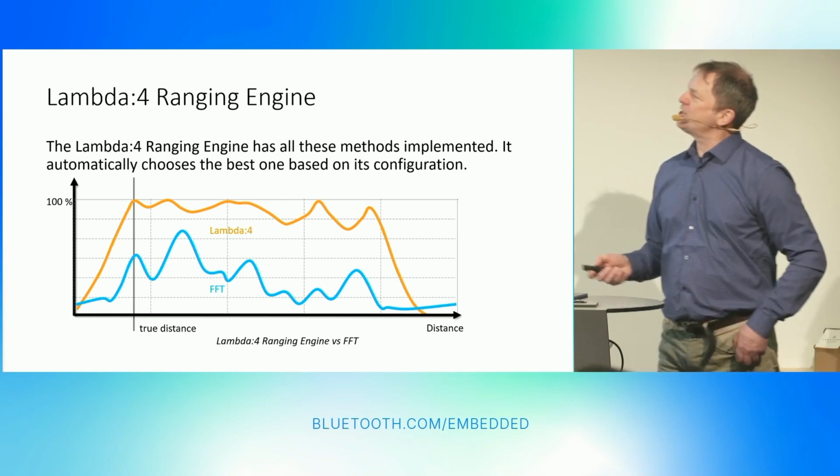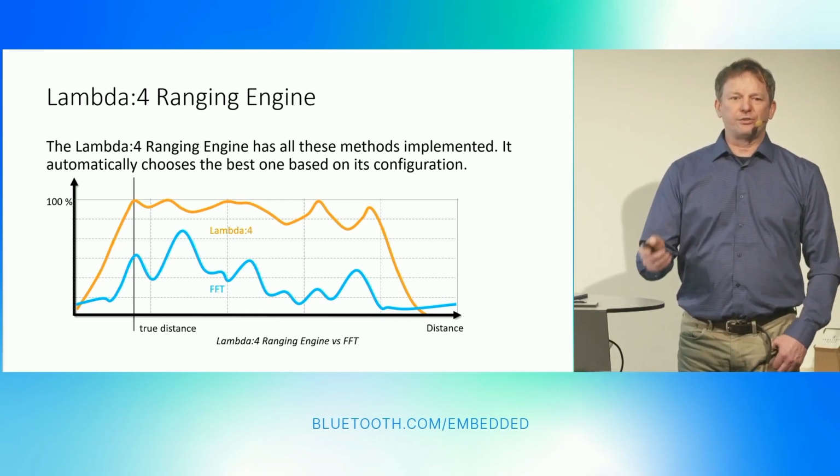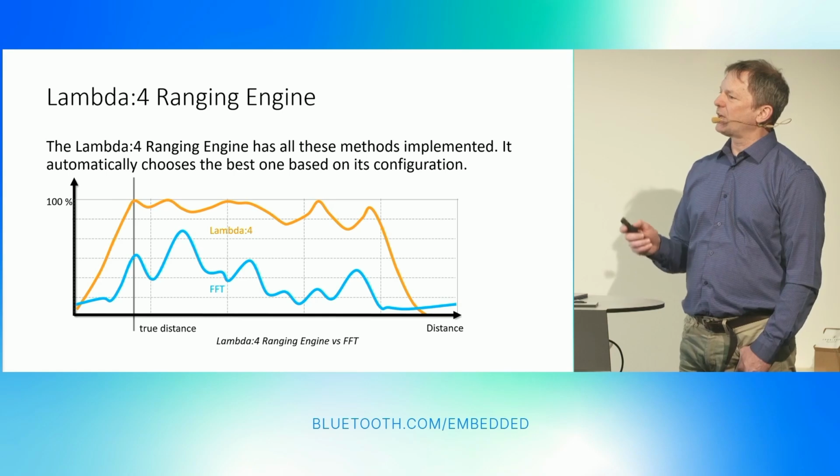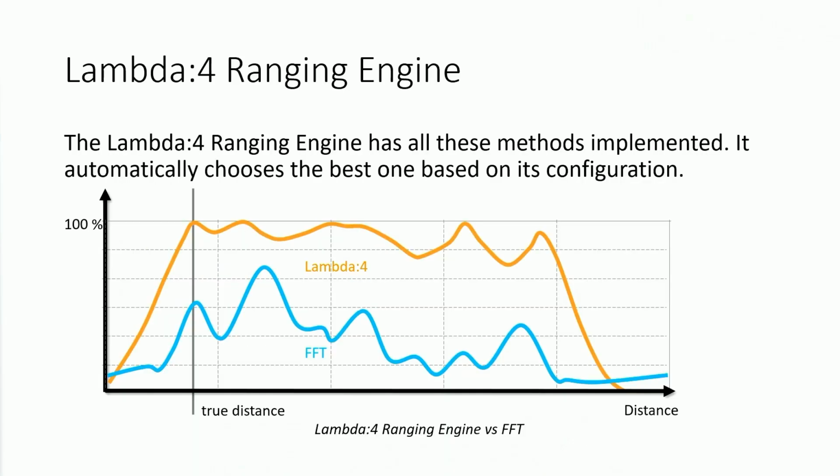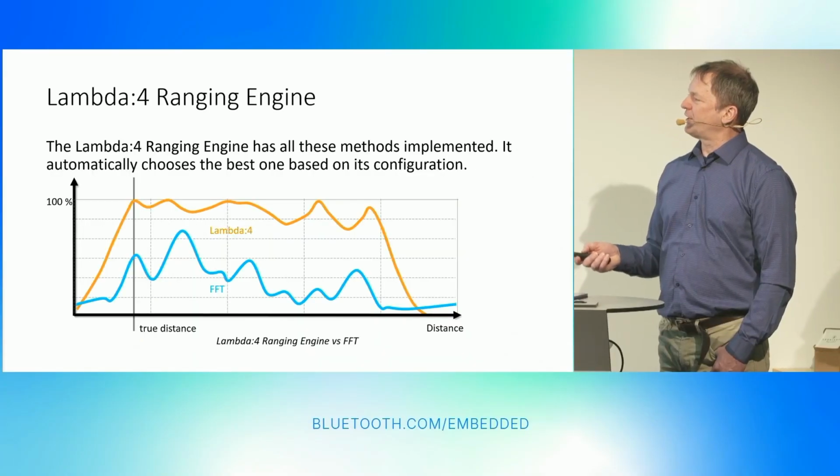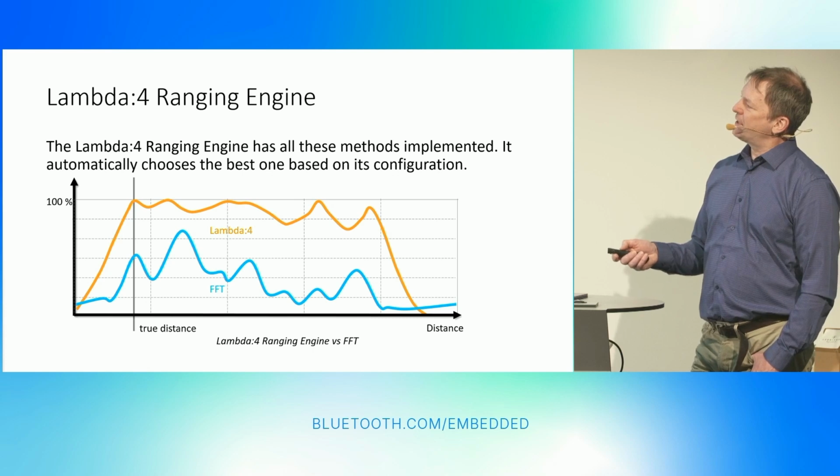The Lambda 4 ranging engine includes not only the super resolution method, we also included an RTT measurement or an FFT measurement, and the customer could pick which calculation they want, which accuracy they expect for their use case. And here's just one comparison between these. We have the orange line, which is the super resolution method, and we have the FFT. This is also the indoor back pocket 5 meter scenario, where you see the true distance, and the true distance is picked up by both algorithms.